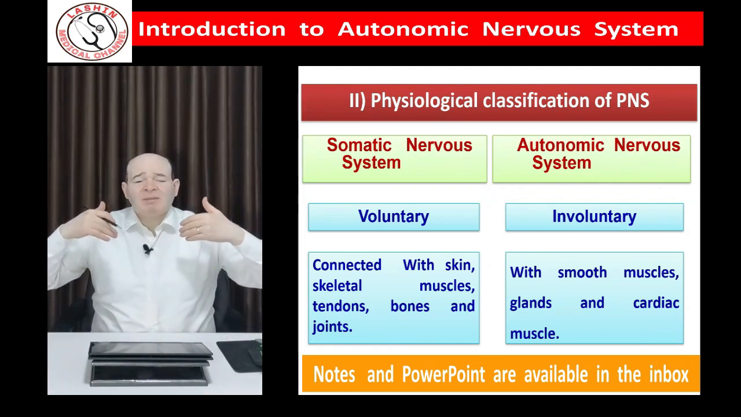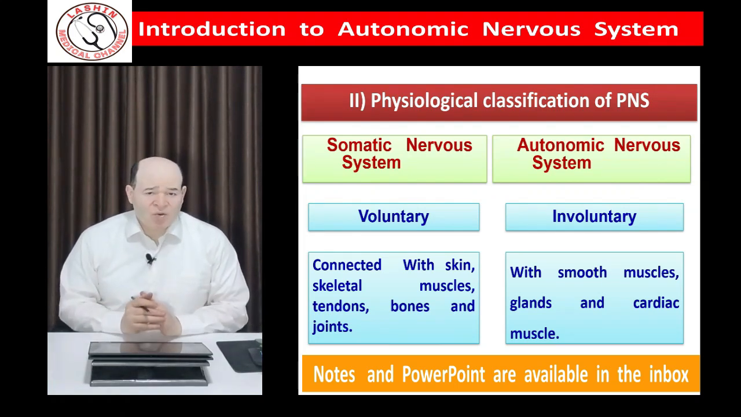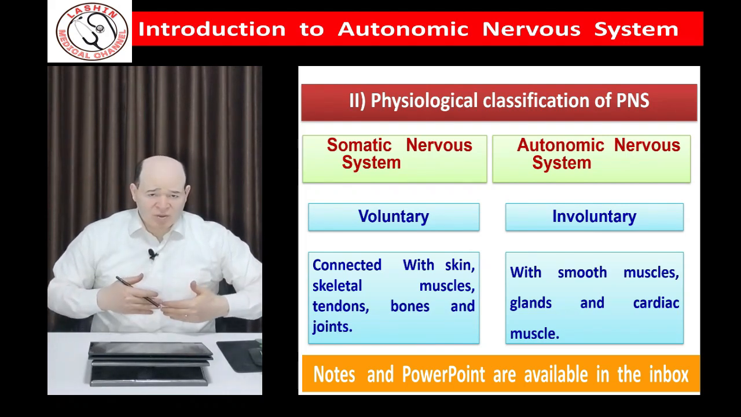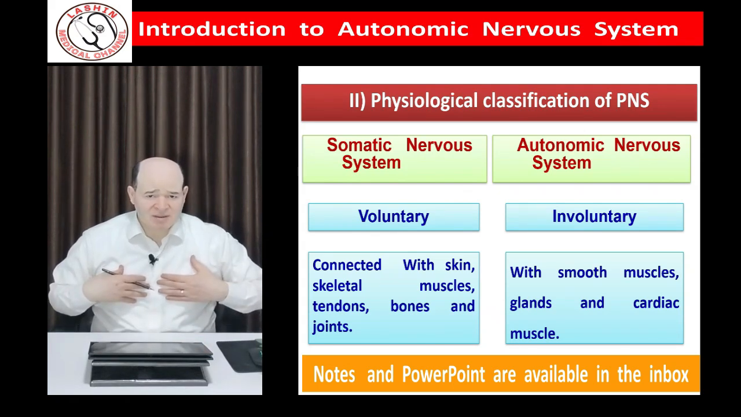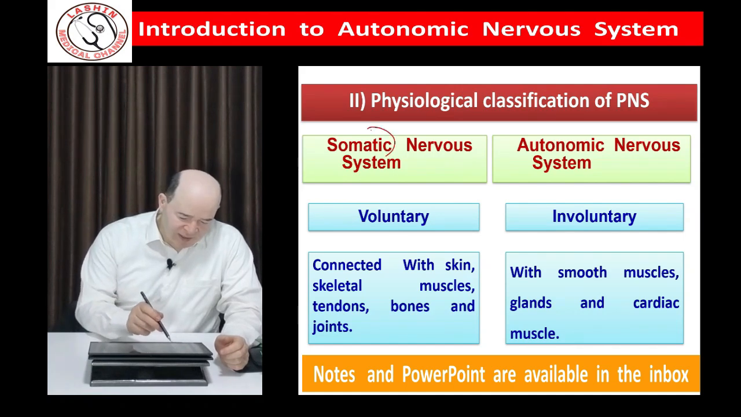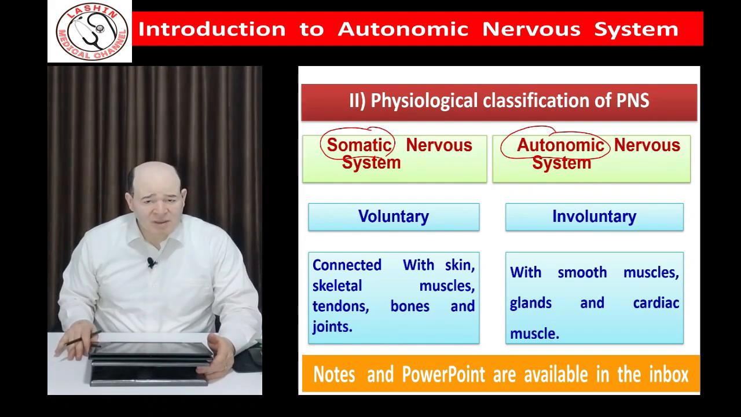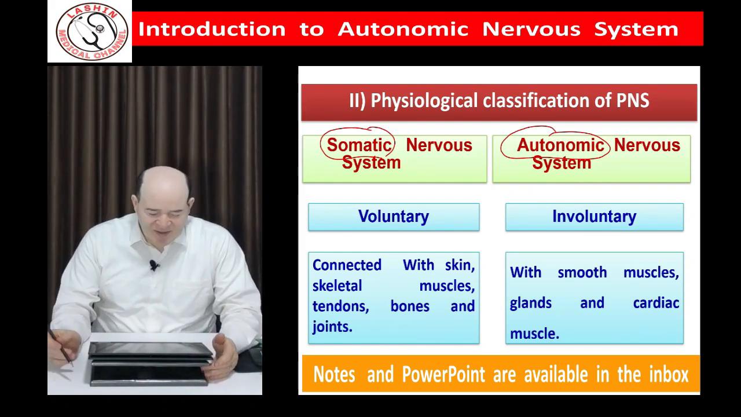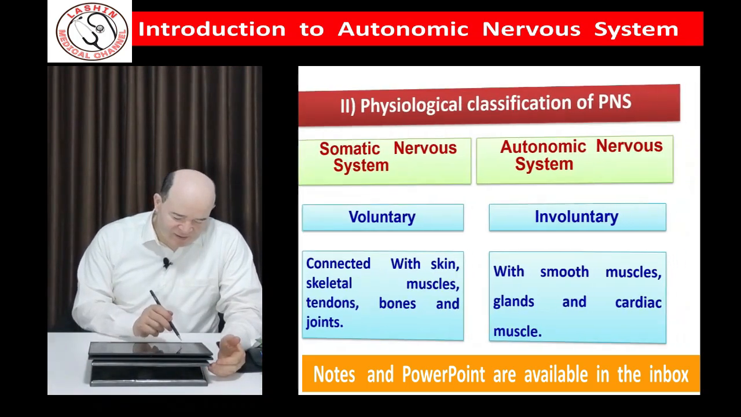However, inside our body cavities, we have many autonomic structures formed mainly of smooth muscle and cardiac muscle. Whether this smooth muscle forms the GIT, gastrointestinal tract, or the respiratory system, and also the cardiac muscle. So we have the somatic nervous system and the autonomic nervous system. Somatic is voluntary, however autonomic works by itself, it is involuntary. Somatic is connected with the skin, skeletal muscle, tendon, joints, and ligament. However, autonomic is connected with the smooth muscle and cardiac muscle.